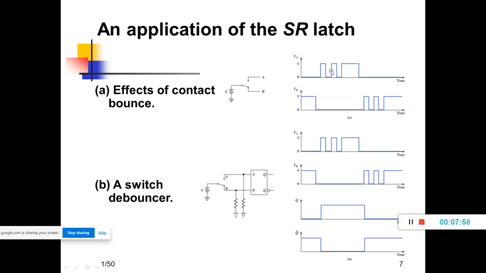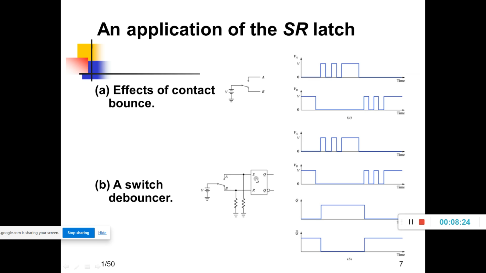This is an undesirable act. An example of when this happens is whenever you press a push button key on the keyboard: you feel as though you have pressed the key several times. It is depressed several times. How to eliminate this contact bounce? It is eliminated by using this SR latch.